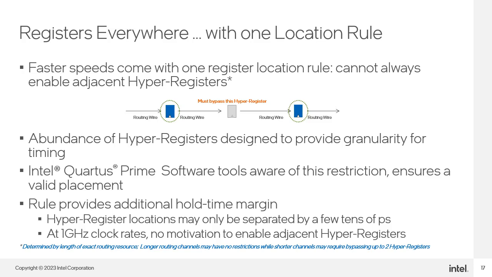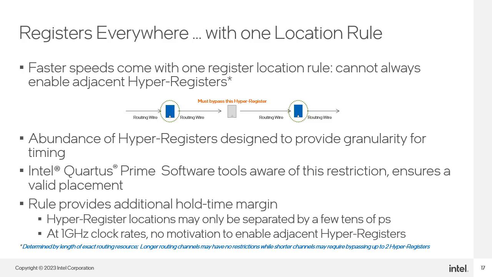So looking at the example diagram here, we cannot enable all three hyperregisters to connect these 4 row channels in series. Now the exact number of adjacent registers that cannot be enabled depends on the specific routing resource being used. For the shortest routing channels, the restriction may mean 2 or 3 adjacent registers. For the longest routing channels, there would be no restriction at all.